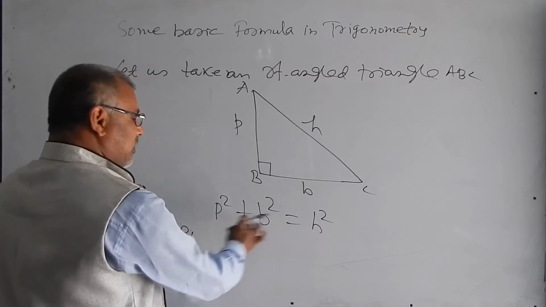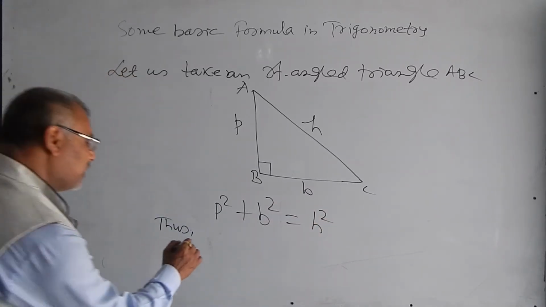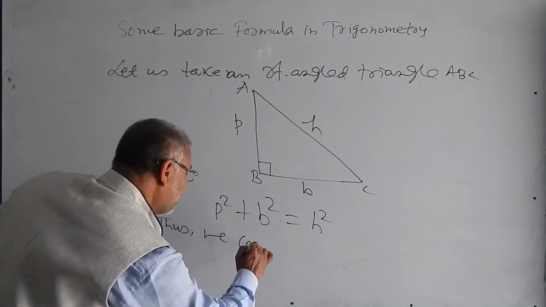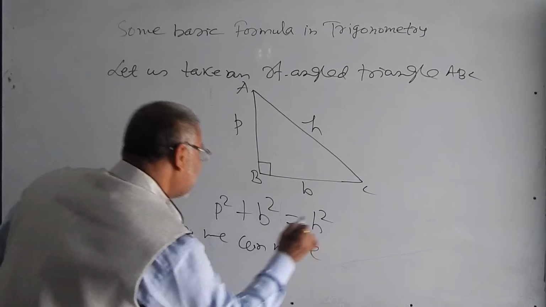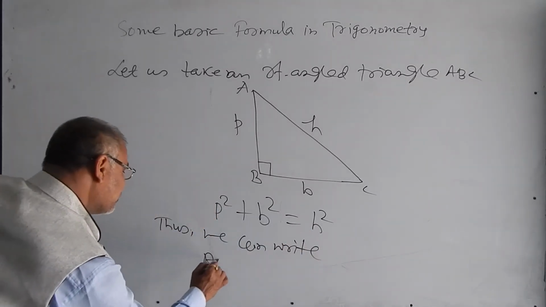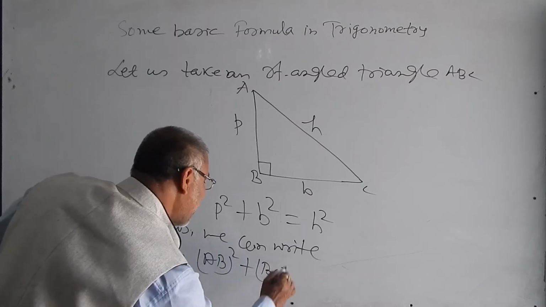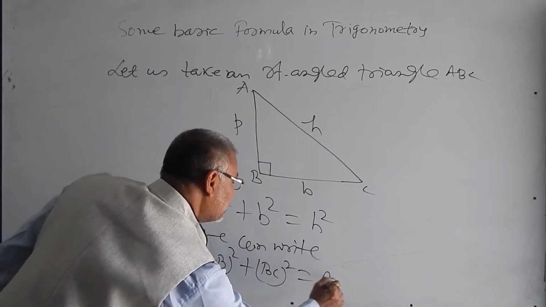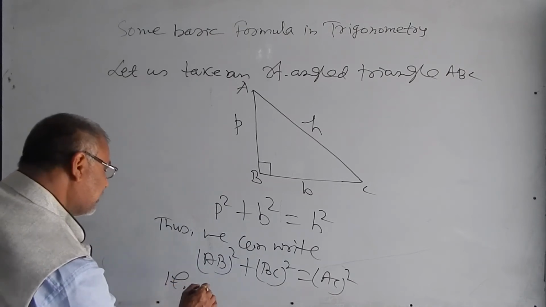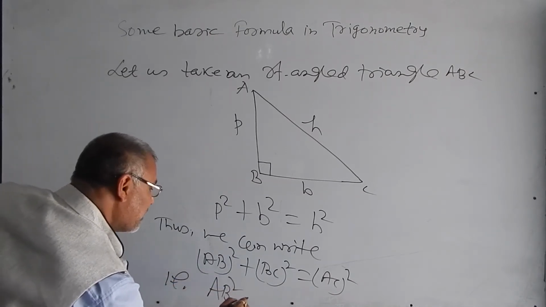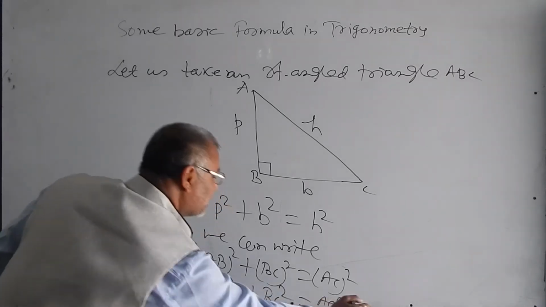Using this formula, we can write AB square plus BC square is equal to AC square. That is, AB square plus BC square is equal to AC square.